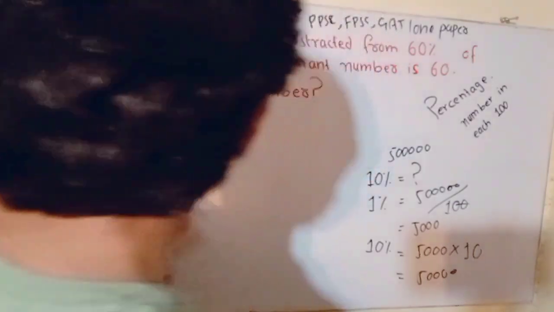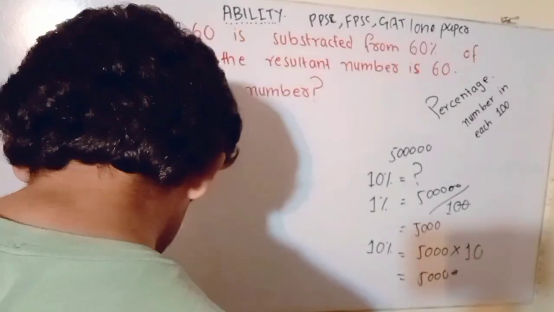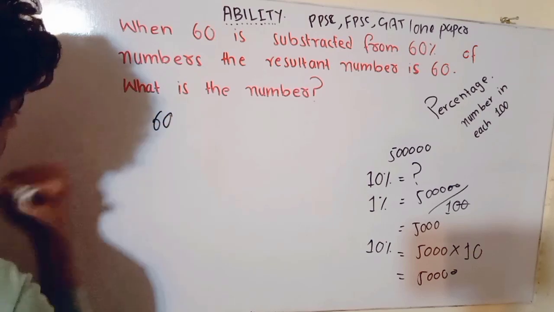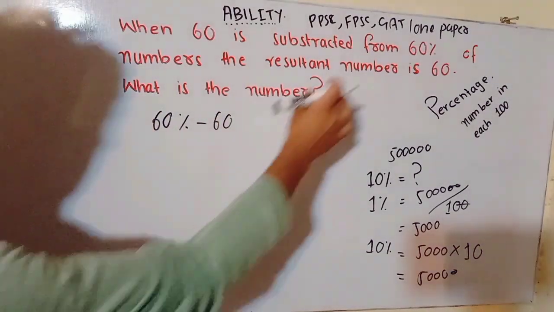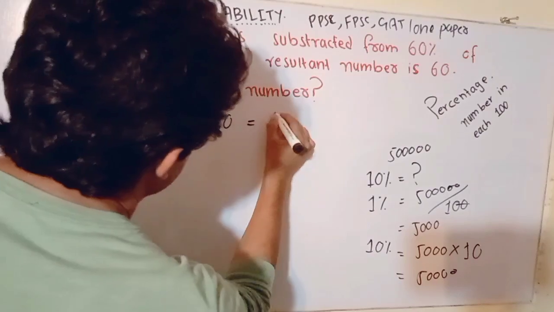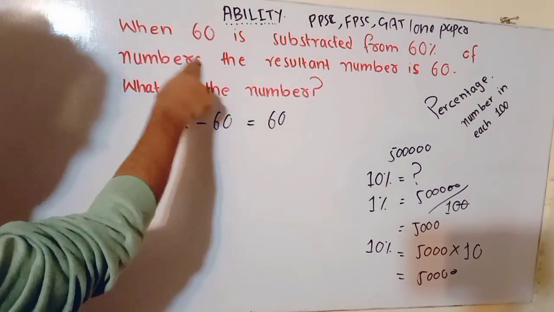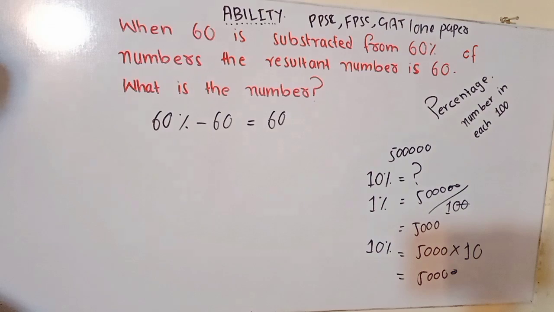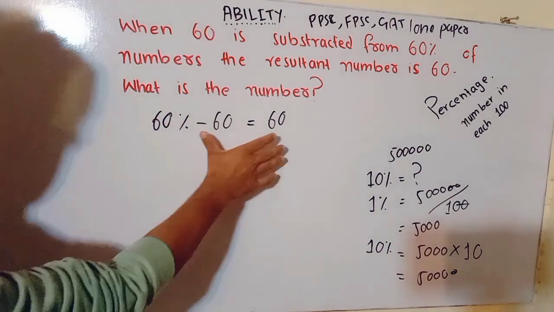So our main question is, when 60 is subtracted from 60% of a number, the resultant number is 60. Try to understand, aspirants. We are subtracting 60 from 60% of a number, and the resultant number is 60. This thing comes from our statement: 60 is subtracted from 60%, the resultant number is 60. So we have to find the number of this whole scenario.